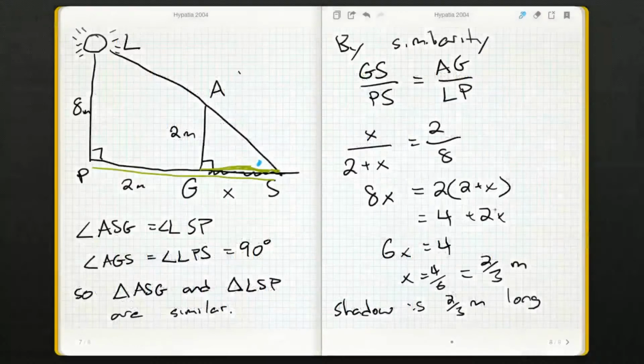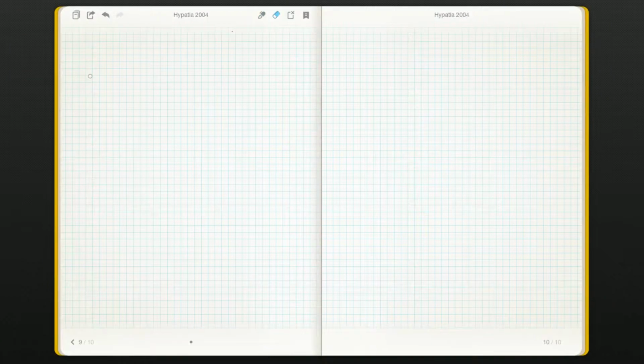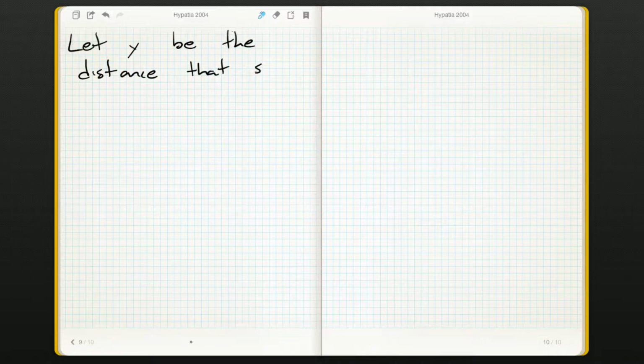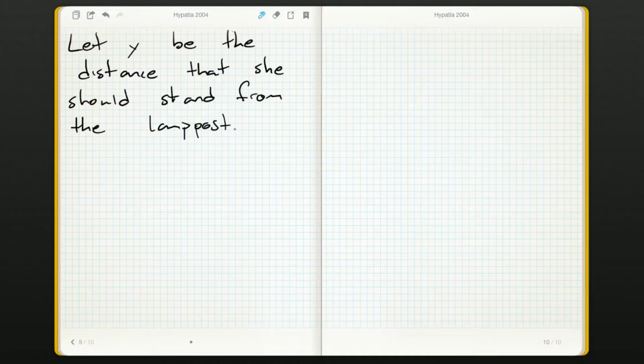So let's draw a picture, and we'll label everything as is. Let y be the distance that she should stand from the lamppost. Okay, so we'll draw our picture.